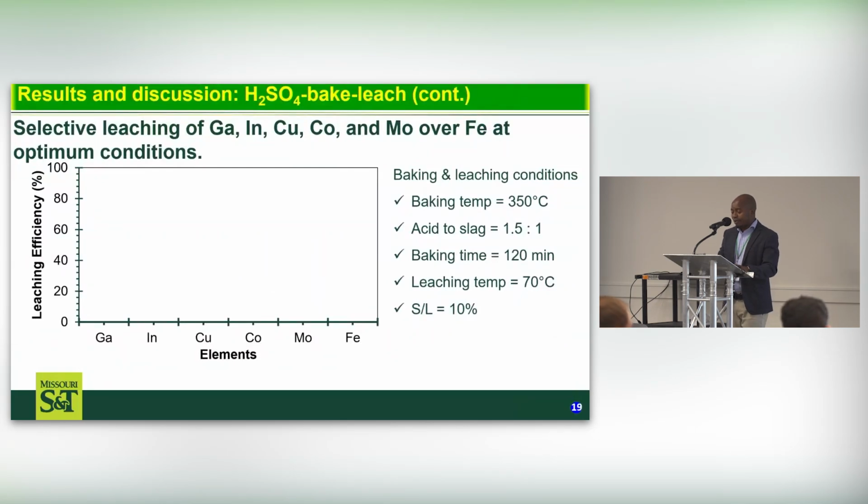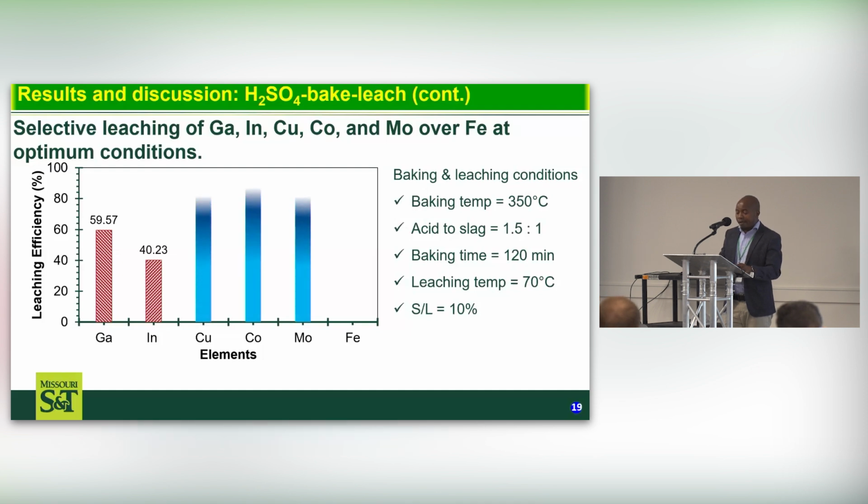Now, at the optimum condition, shown to your right here, which is a baking temperature around 350, and an acid to slag ratio of 1.5 to 1, we can leach around 60% of gallium and 40% of indium. And for valuable elements, we can leach copper around 81%, cobalt 87%, and molybdenum about 80%. However, as I said, we are sending into solution about 71% of iron, which is a burden for the downstream process.